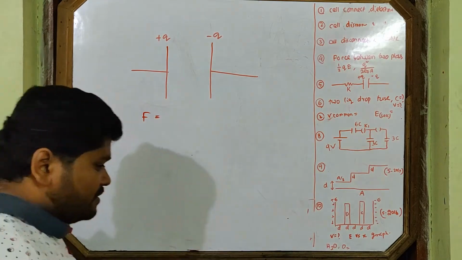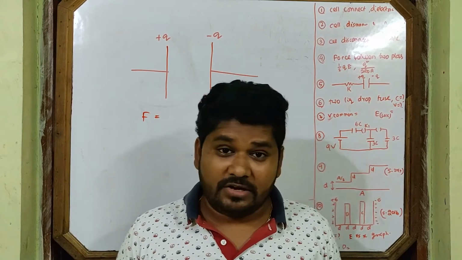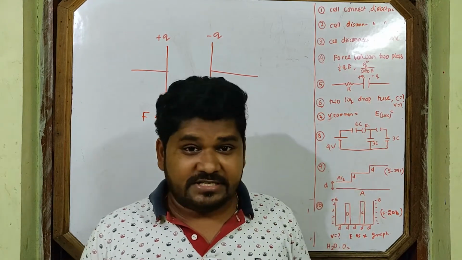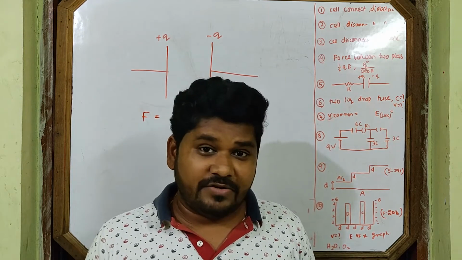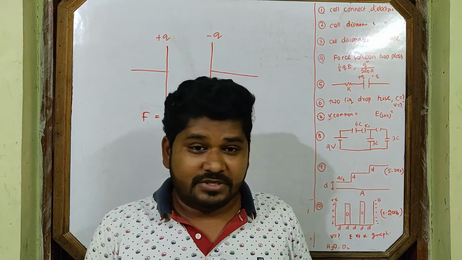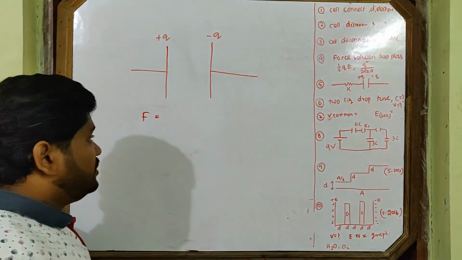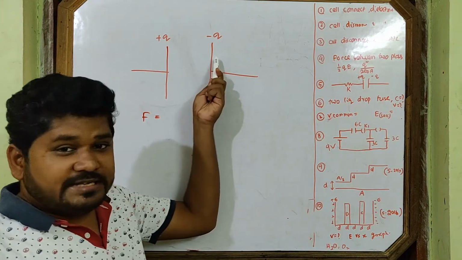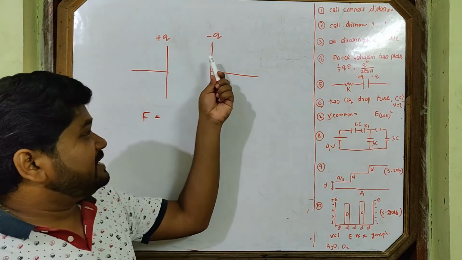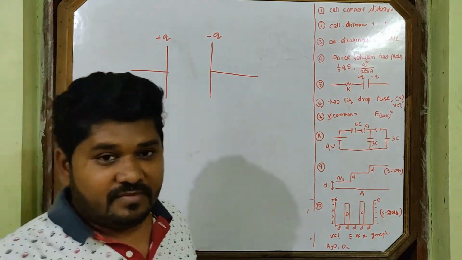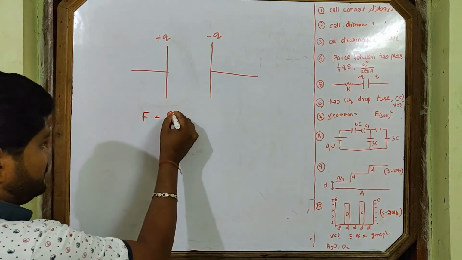F. From where does this force come? Let's see. We cannot use Coulomb's law, because they are not point charges. Where we cannot use Coulomb's law, there we find the force by using the formula F equals QE. That is applicable here. What happens here? Minus Q charge is in the electric field of plus Q. Plus Q charge is in the electric field of minus Q. So due to this, they experience force due to each other. So F equals QE.